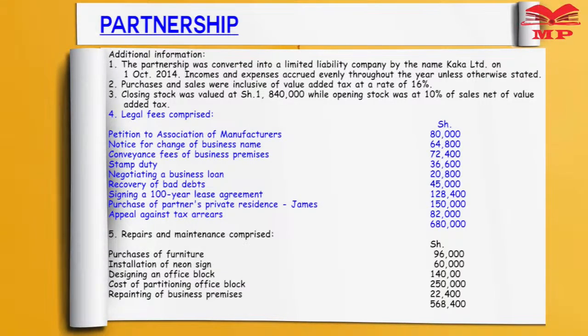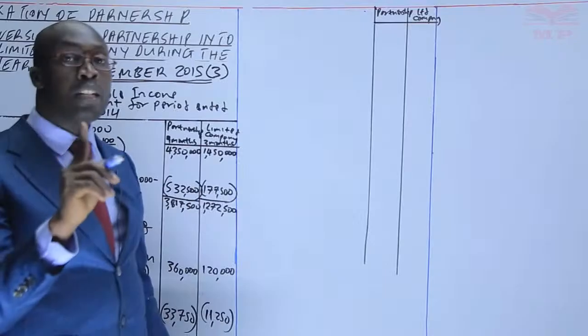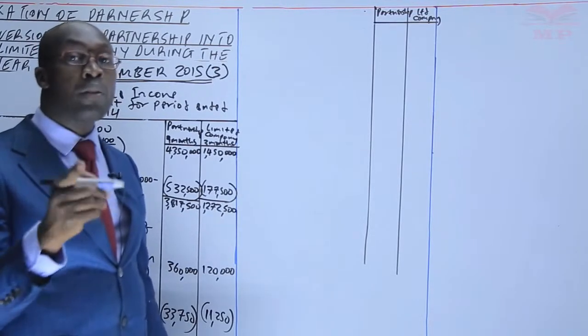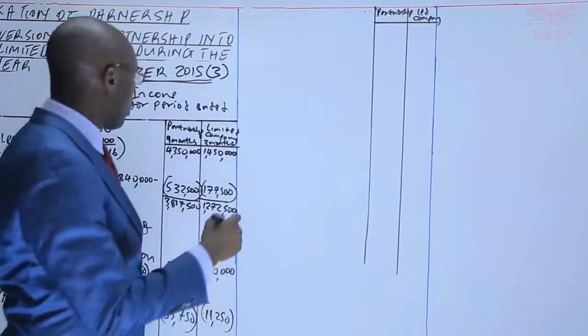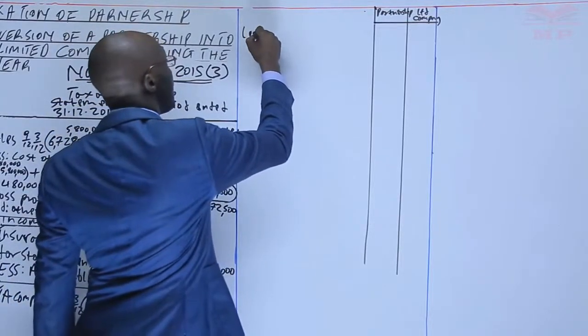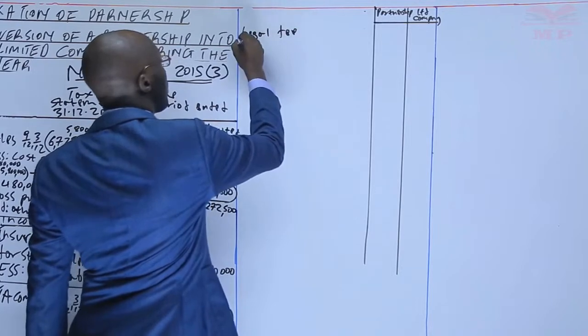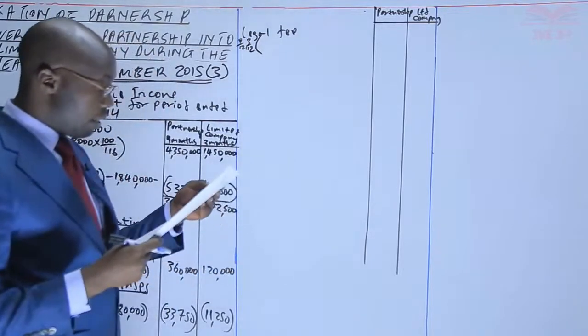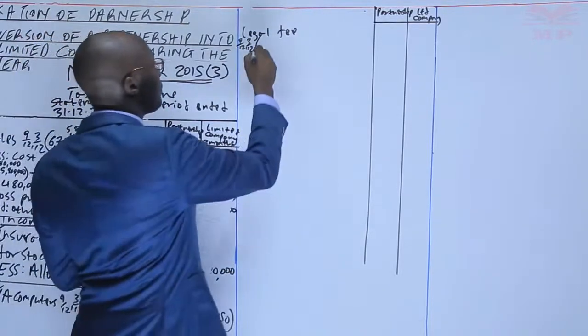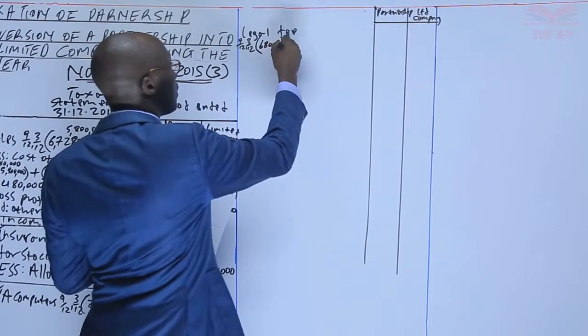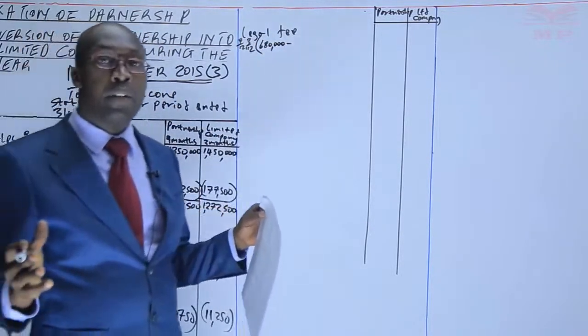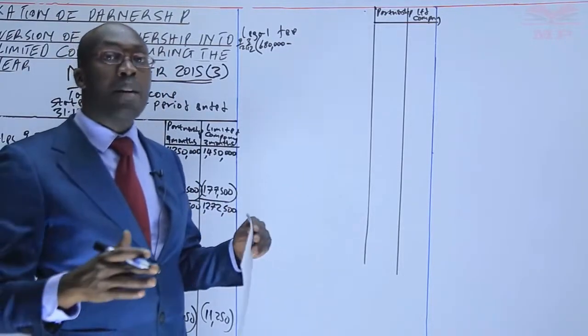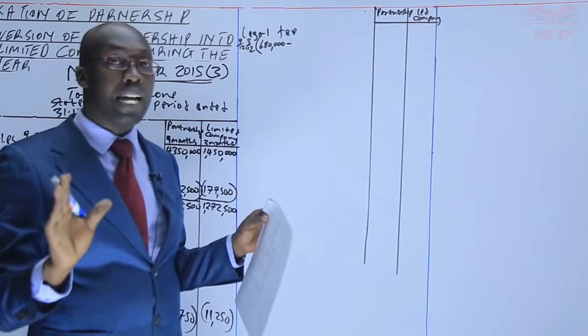If you look at point number 4, it is saying legal fee comprised petition to association of manufacturers and the rest. So what you need to do, you need to post one figure here because we are using the gross profit method now. You post another allowable expense, which is the legal fee. So you take 9 over 12, 3 over 12 off. The legal expense is 680,000 minus, because you want to remain with the expense that is allowable, just minus the non-allowables, the ones that are not supposed to be allowable.